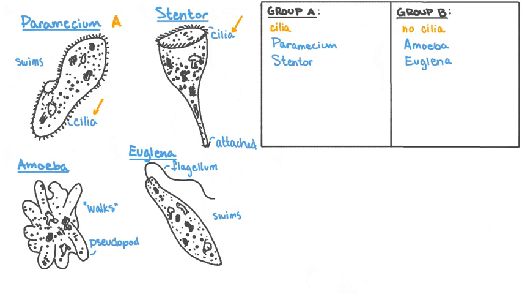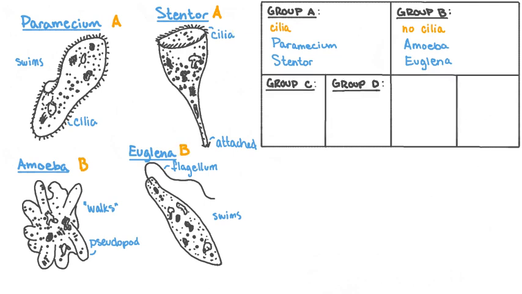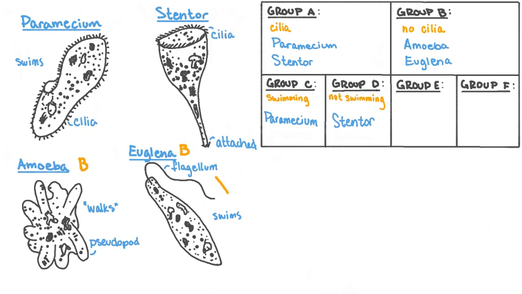For example, the paramecium and the stentor possess cilia, while the amoeba and the euglena do not. Next, we'll need to further distinguish the 2 organisms in group A based on their individual characteristics. For example, the paramecium was observed swimming freely, while the stentor was observed attached to a stationary object. Next, we need to do the same thing for the 2 organisms in group B. For example, the euglena swims around with the use of a flagellum, but the amoeba does not.